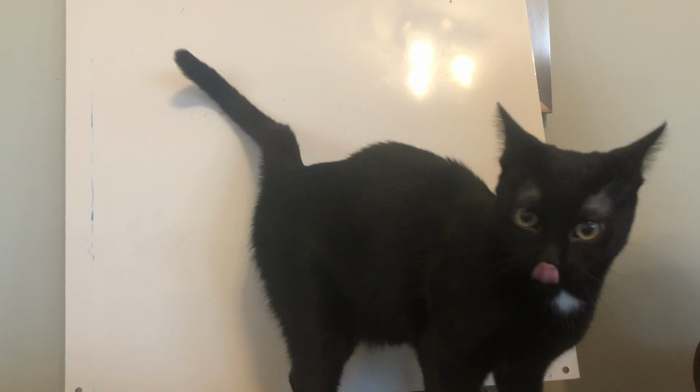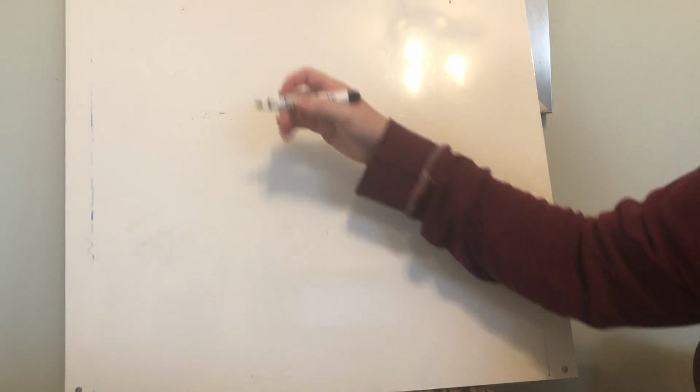Oh, and here's my cat Midnight coming to say hi. Hi, Midnight. You want to say hi to the camera? Yeah. Let's get you out of here so we can do some algebra.